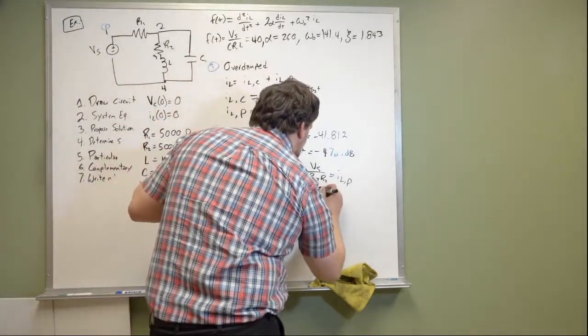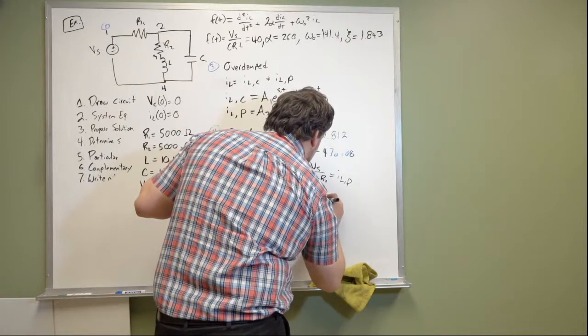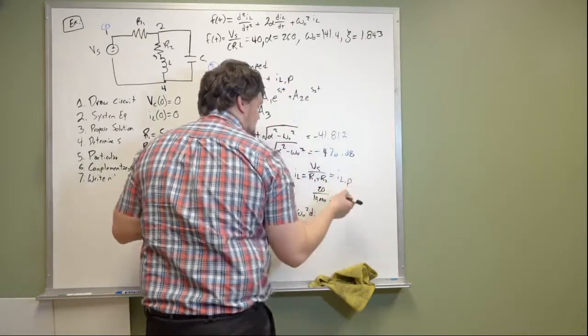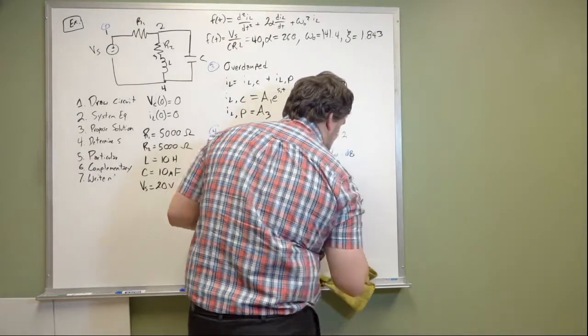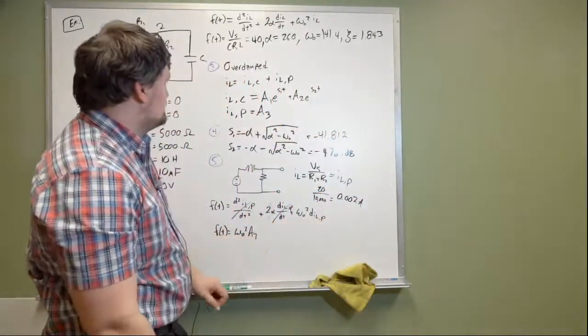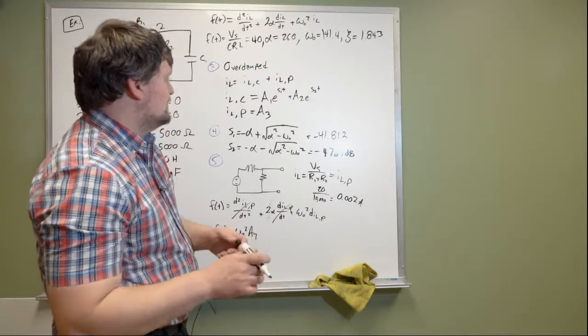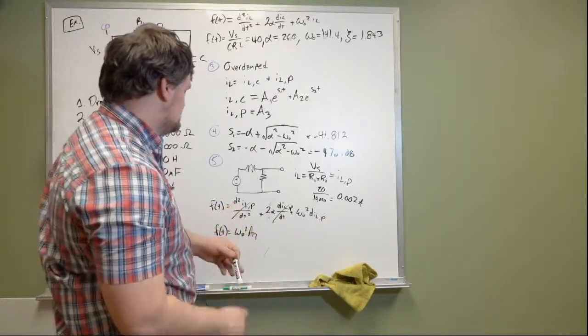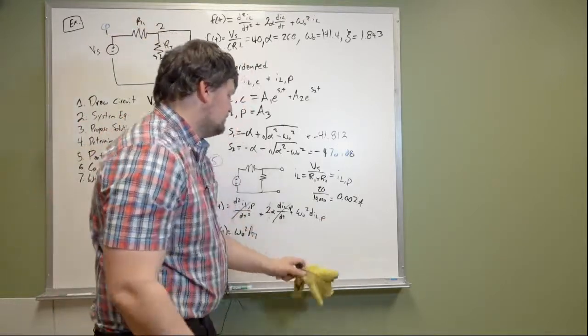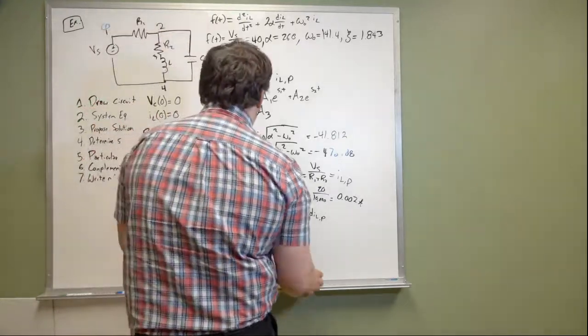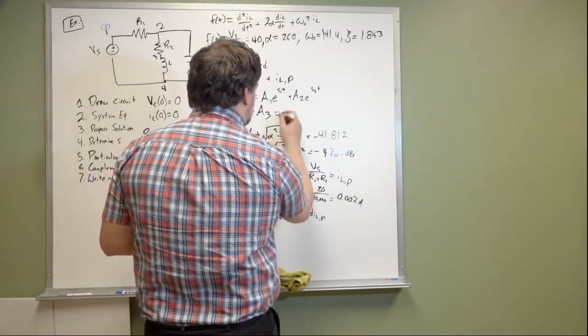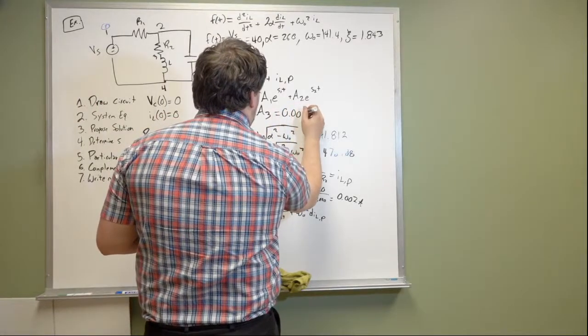We go ahead and solve this. This is 20 divided by 10,000, so the answer ends up being 0.002 amps, and that's a steady state current. You'd find the same thing if you plug that in there. So now we have our particular solution. I can go ahead and write that here, is equal to 0.002.